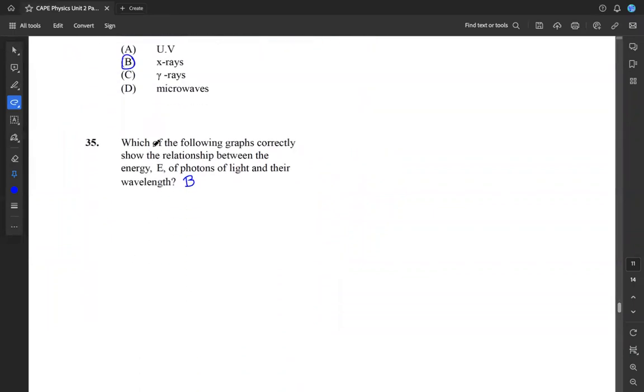All right, so 35, which of the following graphs correctly shows the relationship between the energy E of a photon of light and their wavelength?